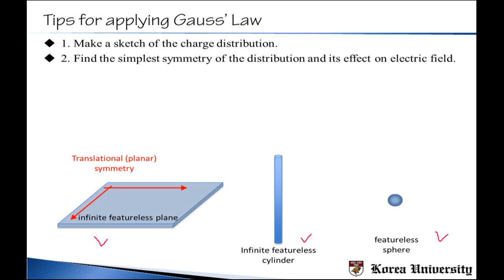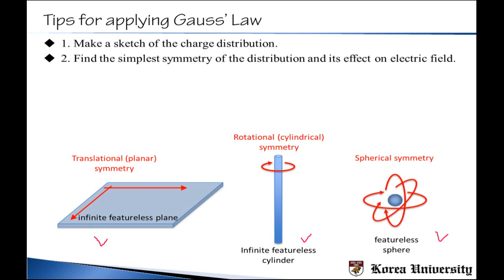Okay, and then how about the second case? In this case, there will be a rotational symmetry. So if you go around this wire, the electric field will look exactly the same. And also if it's infinitely long, then if you go up or down, it will be the same. Okay, that's the symmetry you have to find. And then the third case, a spherical symmetry. In this case, as long as you keep the distance from the center, if you make a rotation, everything is the same. This is called a spherical symmetry. And once you can find such symmetries, things will become easy.